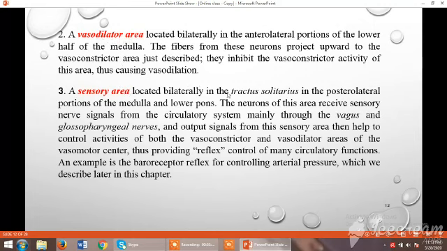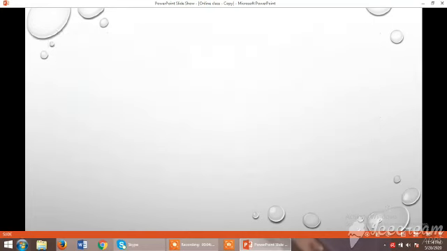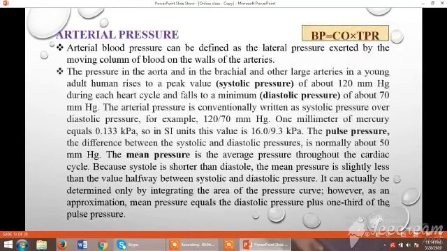controls this. It is located bilaterally in the tractus solitarius in the posterolateral portions of the medulla and lower pons. The neurons of this area receive sensory nerve signals from the circulatory system, mainly through the vagus and glossopharyngeal nerves, and output signals from this sensory area help to control the activities of both vasoconstrictor and vasodilator areas. Thus the vasomotor center provides reflex control of mainly the circulatory functions. An example is the baroreceptor for controlling arterial pressure, which we will learn about later.